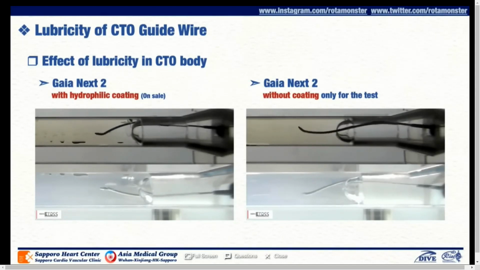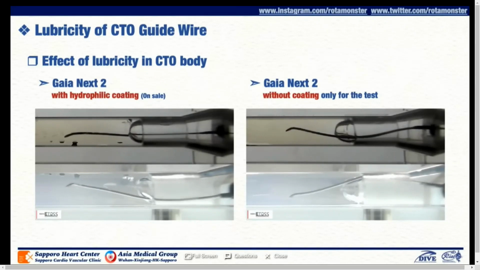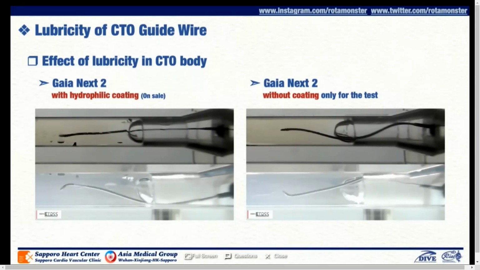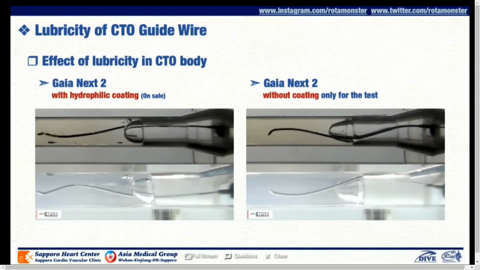The left image shows the Gaia Next 2 with hydrophilic coating, and the right image shows the Gaia Next 2 without any coating. The Gaia Next 2 we use in daily PCI, which has a hydrophilic coating, can be manipulated with direction and deflection control in the CTO body.